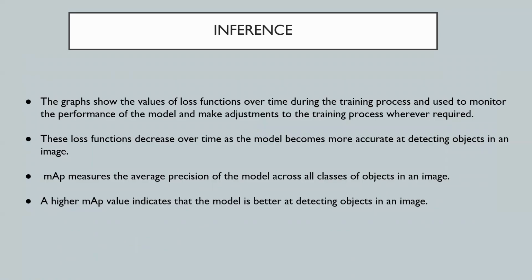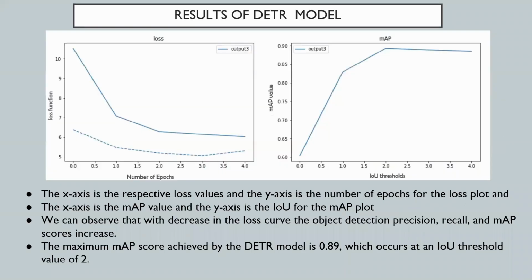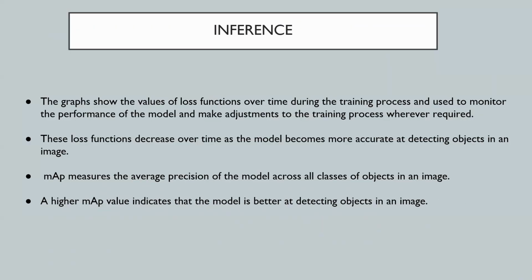The graph shows that the loss function decreases during the training process and monitors the performance of the model by adjusting the training process wherever required. These losses decrease over time as the model becomes more accurate at detecting the objects in the image. The MAP score measures the average precision of the model across all the classes of objects in the image. This is the testing image. A higher MAP score indicates that the model is better at detecting objects in an image.